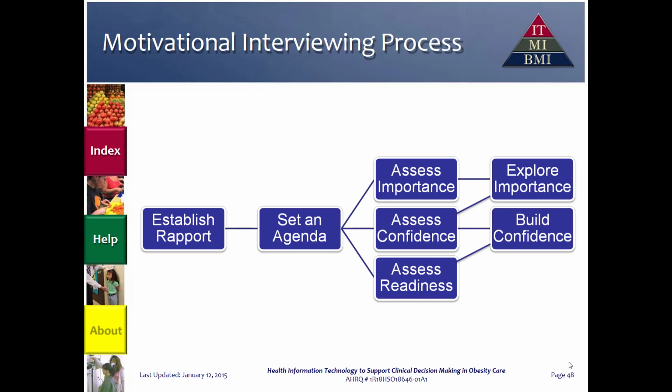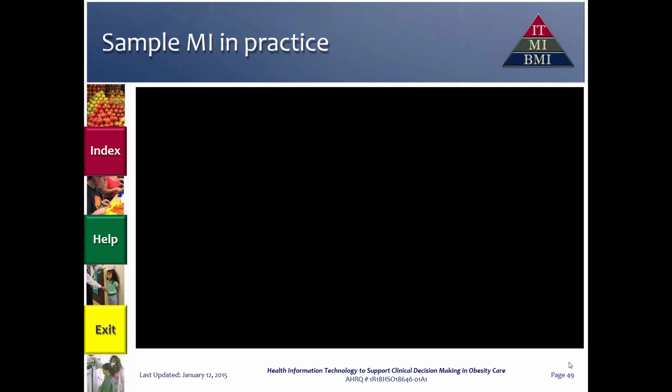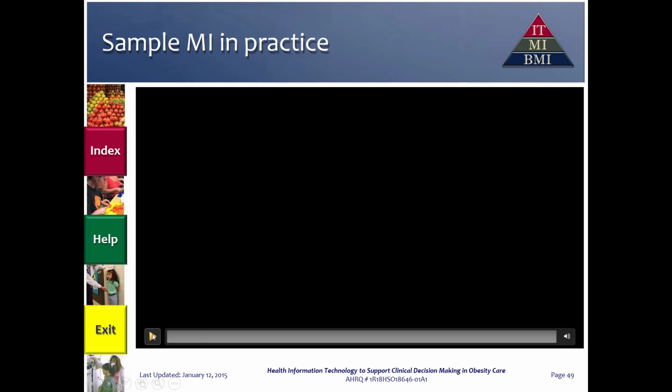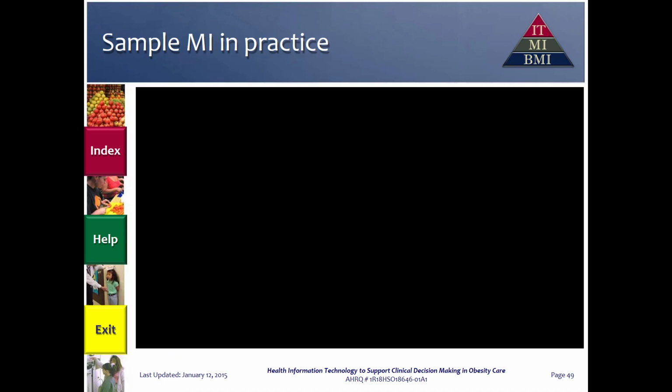So the steps are first to establish rapport, set the agenda, assess the importance of making a change, their confidence in their ability to do that, and their readiness to make change. And then you'll explore the importance and build their confidence. So this video is just an example of how the discussion might go with a family at a well-child visit.